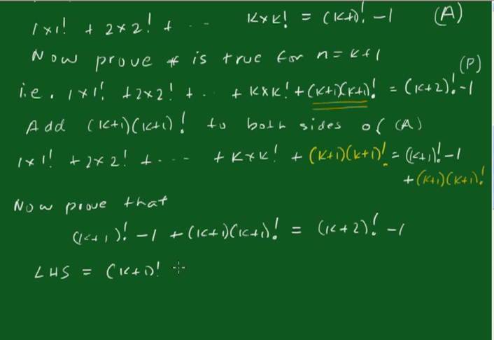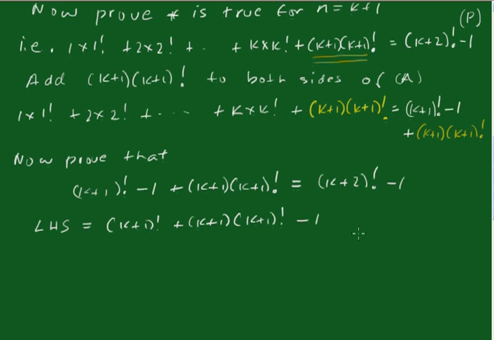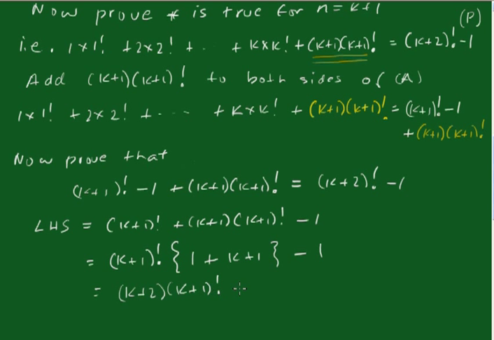I'll just rearrange that a little bit. (k plus 1) times (k plus 1) factorial plus (k plus 1) factorial minus 1. So these minus 1's match up. So I'm just going to look at this. We can take out a common factor of (k plus 1) factorial. And we'll have here 1 plus (k plus 1). And of course that will give me (k plus 2) times (k plus 1) factorial minus 1.